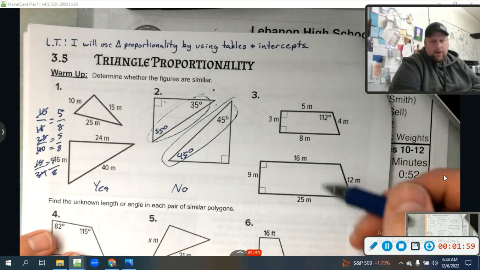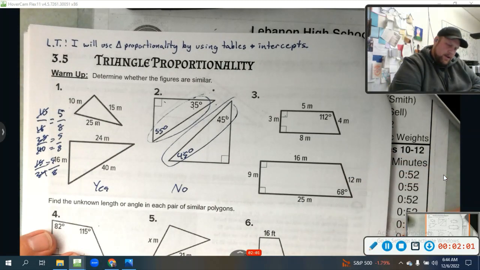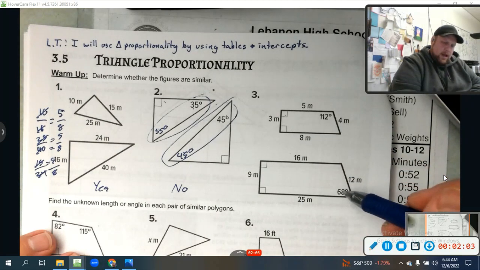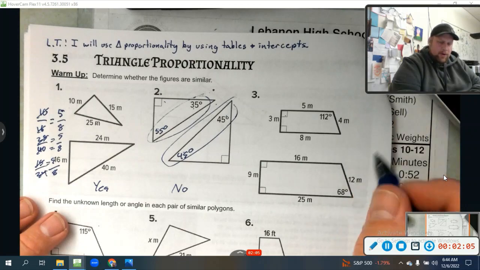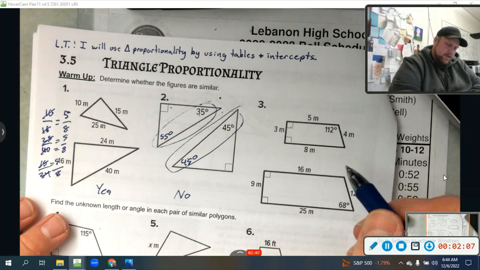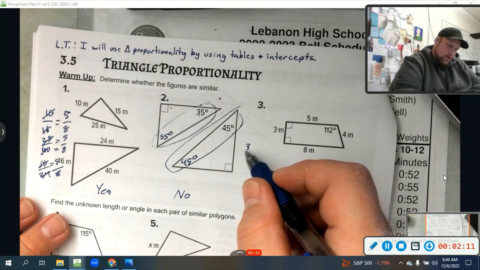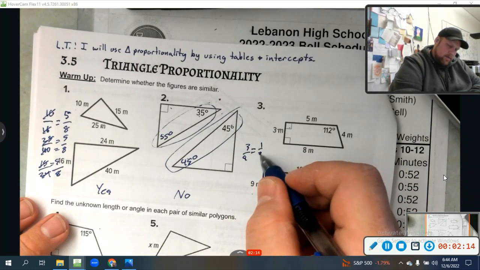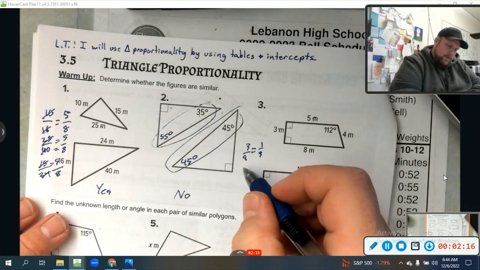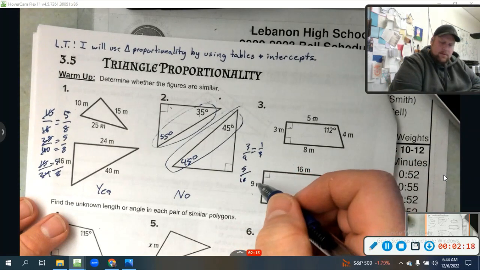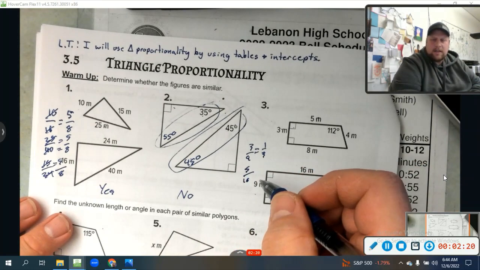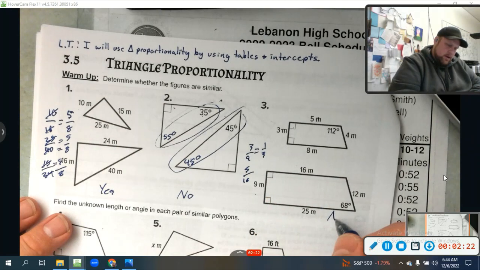No. Quadrilateral is a little different. We see two 90s here, right? And I can even match up these angles, but here's where it gets different. Let's look at the sides. Are you ready for this? So 3 over 9, let's try that. 3 over 9 equals 1/3. Now let's do 5 over 16. Well, that doesn't simplify at all, does it? So this is a no bueno.